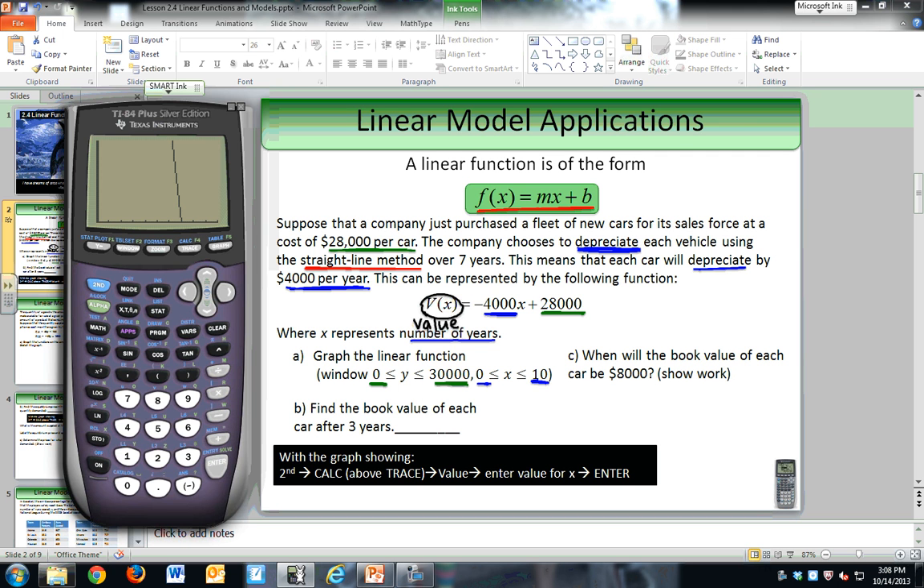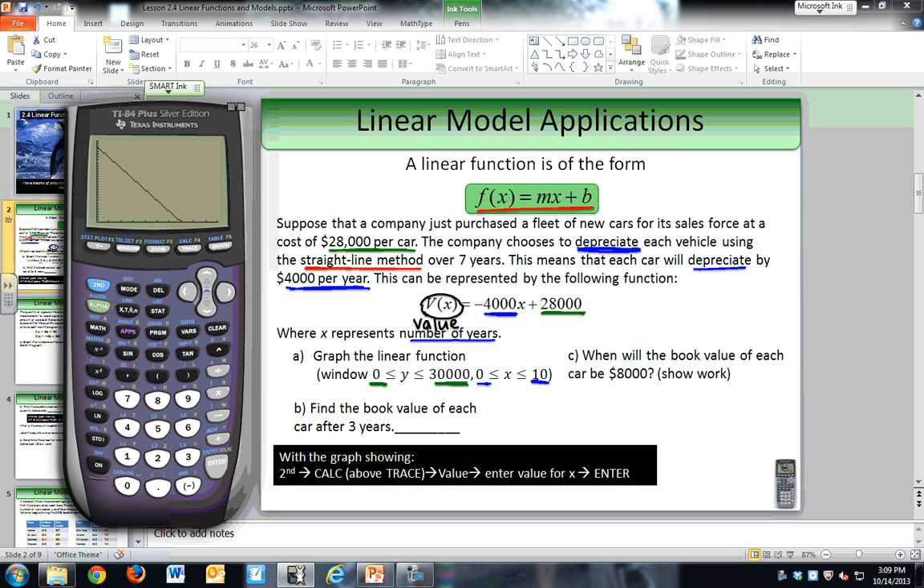Okay, so let's double check this really quick. Negative 4,000x plus 28,000. Our window from 0 to 10. Oops, I forgot a 0 here, so 30,000. Okay, I'm going to count by thousands. Okay, makes sense there. All right, so here we have the car depreciating $4,000 per year. And after a certain amount of time, the value of it is just going to be 0.